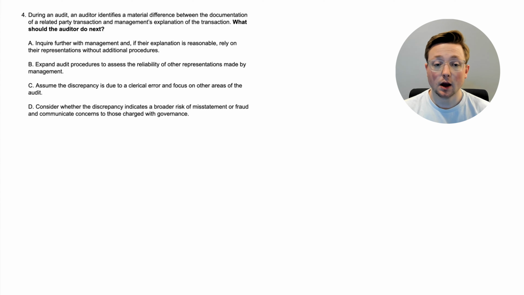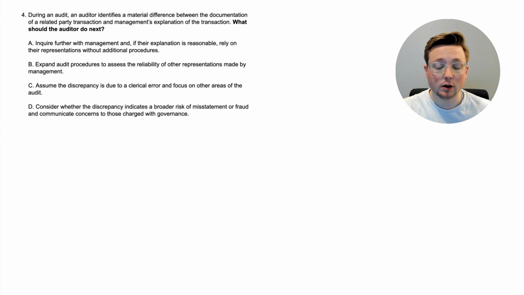So let's go through the options. Option A, inquire further with management, and if their explanation is reasonable, rely on their representations without additional procedures. Option B, expand audit procedures to assess the reliability of other representations made by management. Option C, assume the discrepancy is due to a clerical error and focus on other areas of the audit. Or option D, consider whether the discrepancy indicates a broader risk of misstatement or fraud and communicate concerns to those charged with governance. All right, so out of those, what do you think the auditor should do?